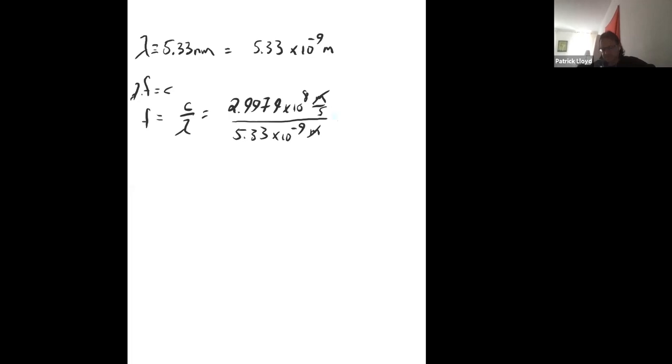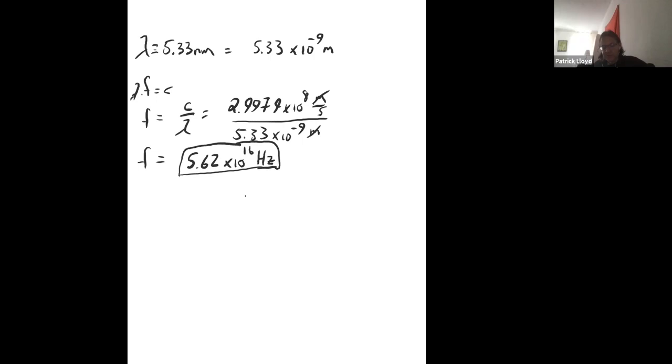Let's do it over here. 2.9979 times 10 to the 8th divided by 5.33 times 10 to the minus 9. You get very large, high frequency, 5.62 times 10 to the 16th. 1 over seconds, right? But 1 over seconds is a hertz. So we could use prefixes.